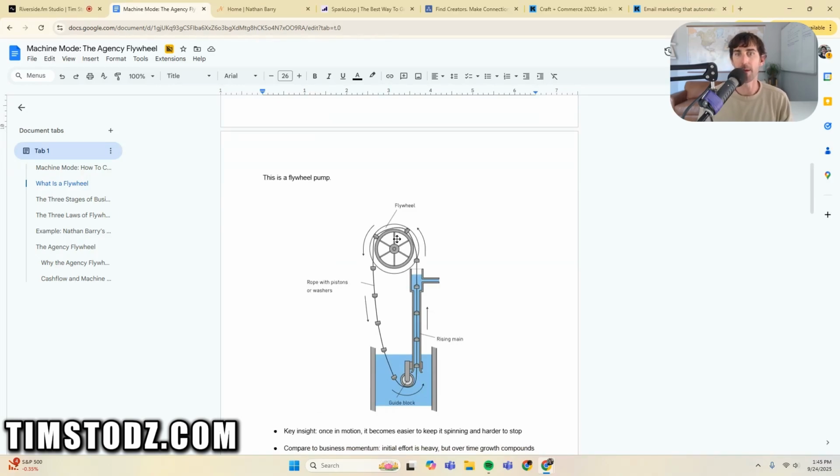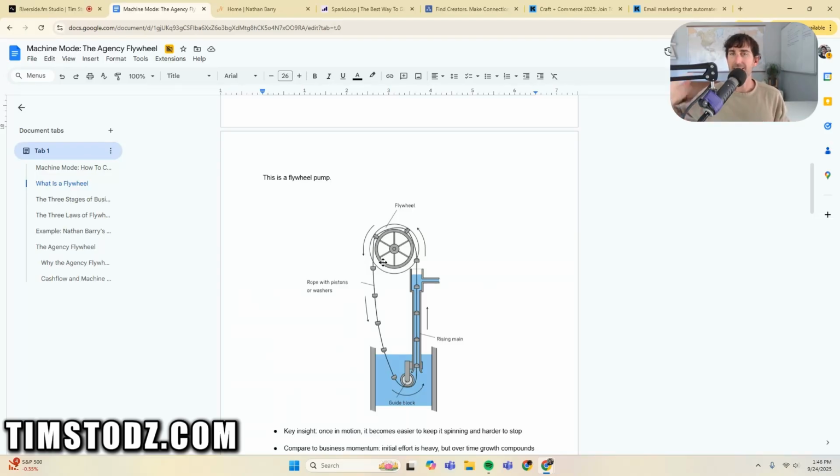And this uses the laws of physics. It essentially uses momentum and centrifugal force, where if you put the pump on a flywheel, well, yes, it's difficult to get the thing going. But once it gets going, once it has force behind it, the faster it goes, the easier it is to make it go faster.